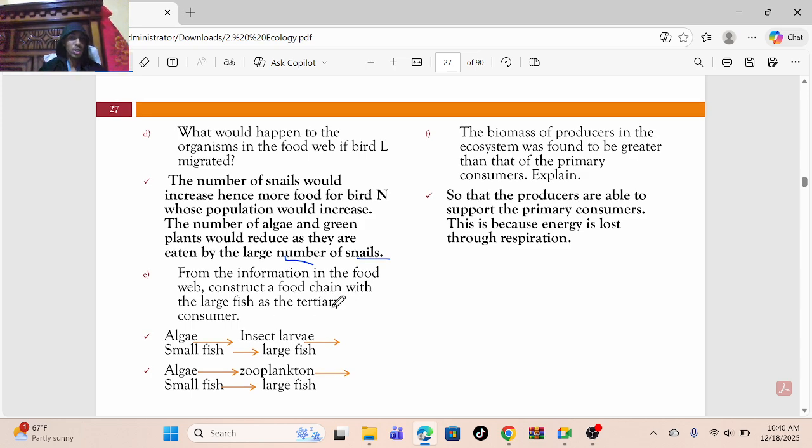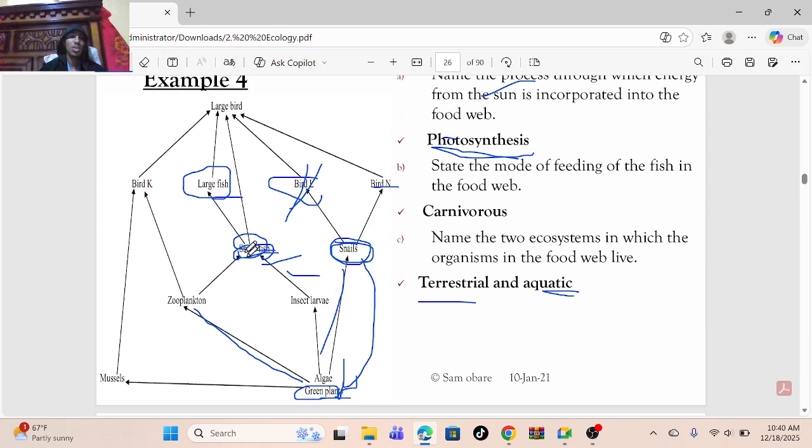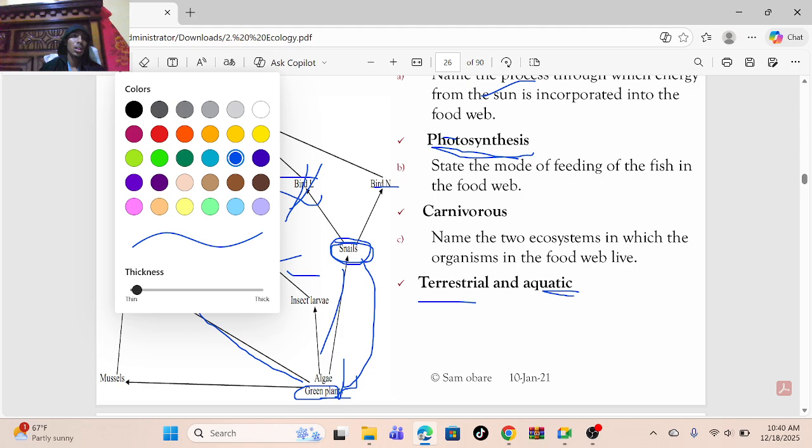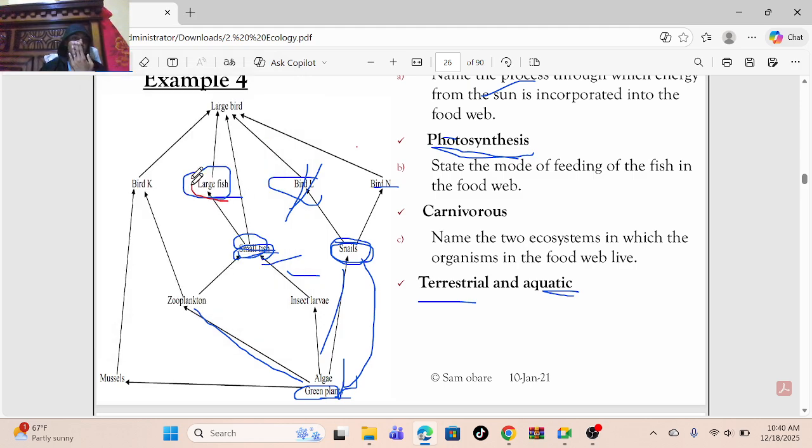From the information in the food web, construct a food chain. Lazima uulize, construct food chain with large fish as tertiary consumer. Large fish as tertiary consumer. Where is the large fish? Iko hapa. So tertiary consumer.